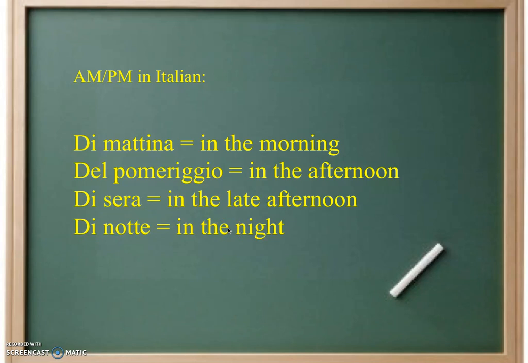So pomeriggio would be, like after, literally afternoon. Di sera would be mostly like 6 o'clock, 7 o'clock, 8 o'clock. And notte is like later on at night. So those are the differences between the times of the day. Di mattina, del pomeriggio, di sera, di notte.